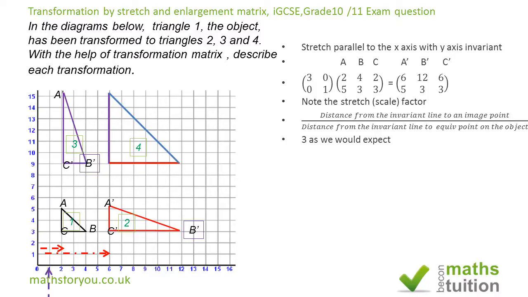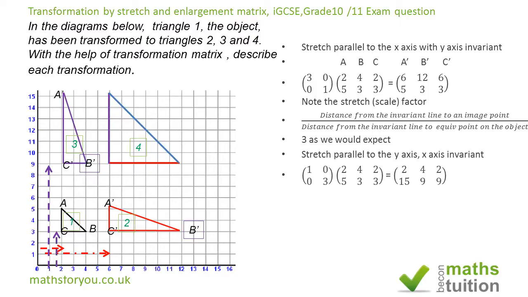Now similarly, the same argument applies from 2 to 3. It cannot be a translation because the areas are different. Now the ratio of the areas again is 3 to 1, and for the distance from the x-axis to C prime and the x-axis to C, the ratio of the distances will be again 3 to 1. So once again, it seems to me that this is a transformation parallel to the y-axis with the x-axis being the invariant line. Now, if that's the case, then we expect that the x-coordinates will not change.